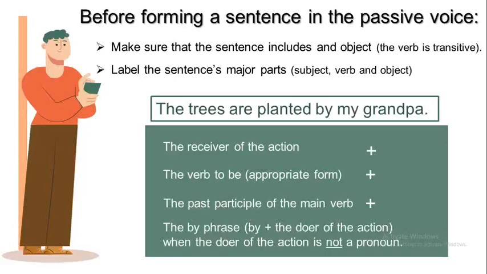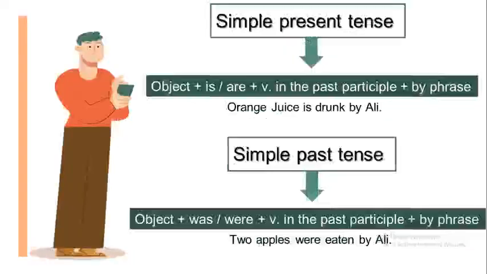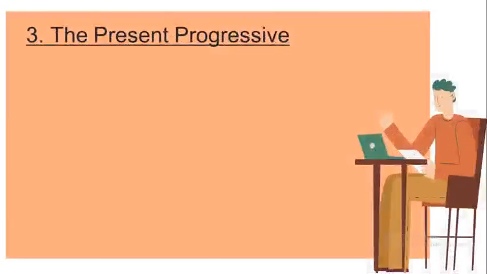And don't forget that in order to form any passive voice, we have to make sure that the sentence includes an object, a receiver of the action, and we have to label the sentence's major parts. In the previous video, we applied this form on the simple present tense and on the simple past tense. Now, in the second part of the passive voice, we're going to apply the general form of the passive voice on the different tenses, starting with the present progressive.